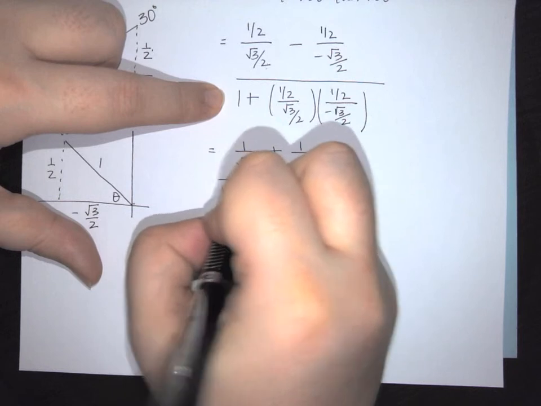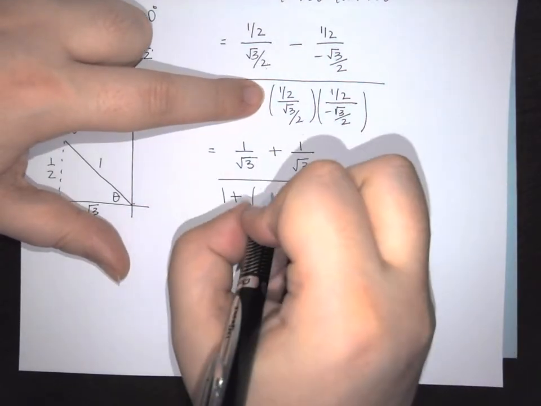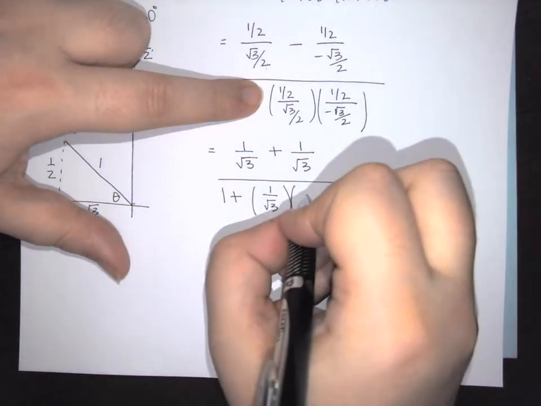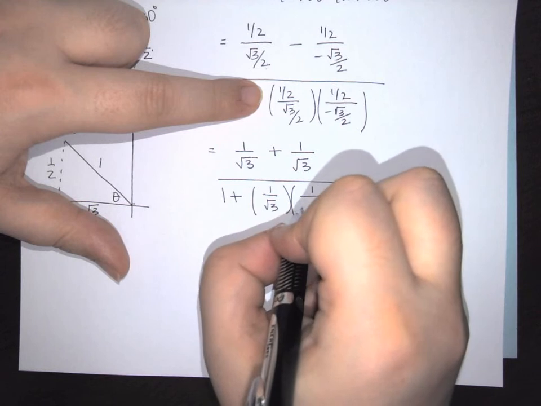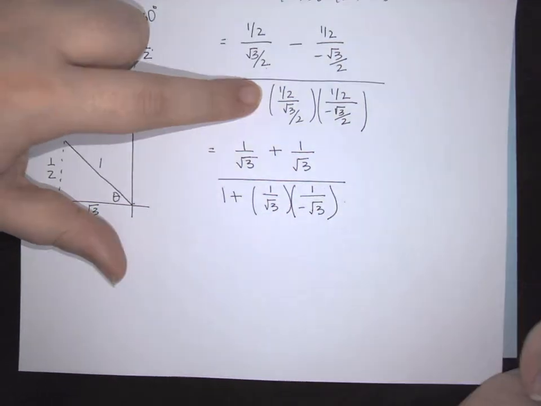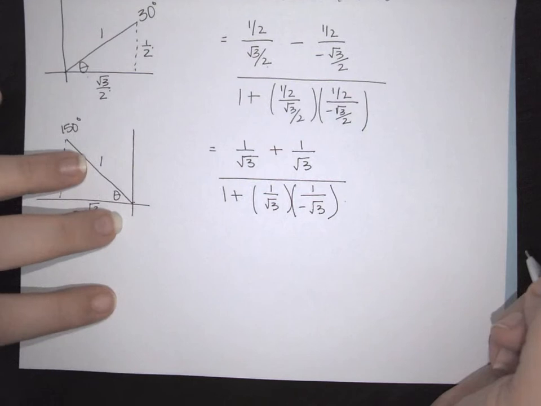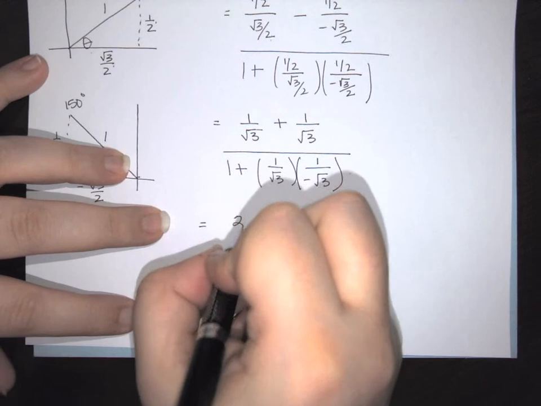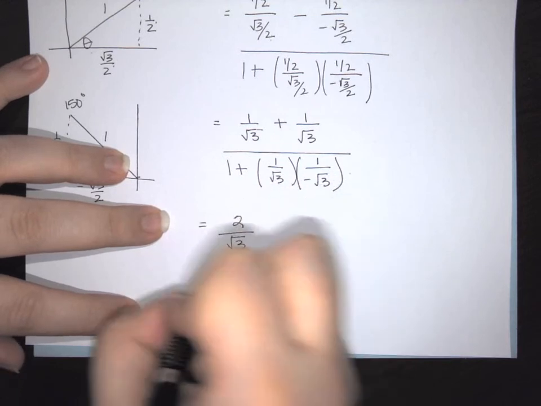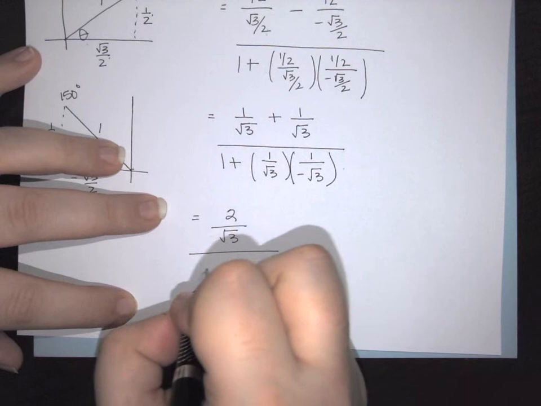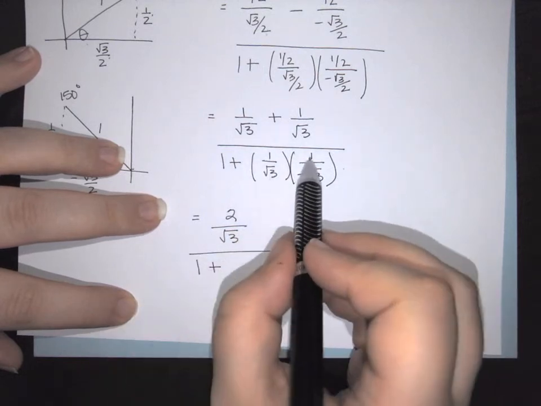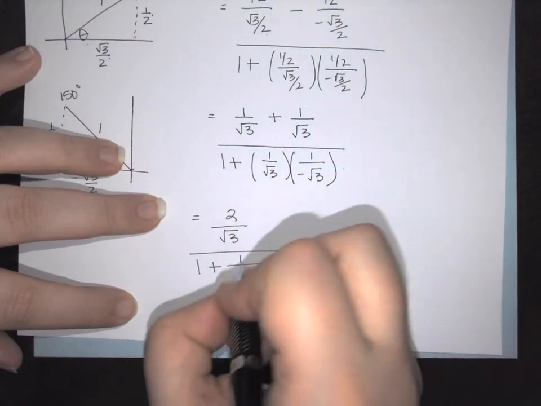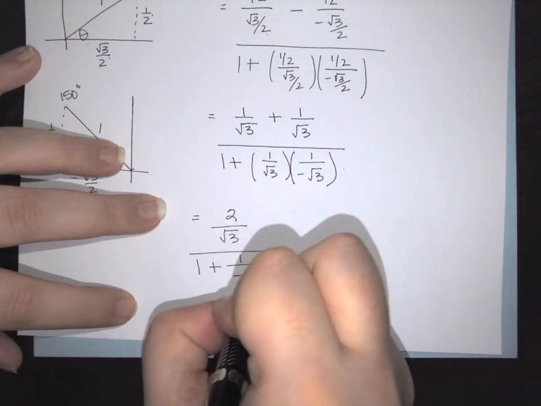This is 1 plus. Again, we can simplify 1 over the square root of 3 times 1 over negative square root of 3. So if we continue simplifying, across the top, 1 plus 1 is 2, so this ends up being 2 over the square root of 3. Across the bottom, we're going to have 1 plus 1 times 1 is 1 over square root of 3 times the square root of 3, which is going to give me negative 3.